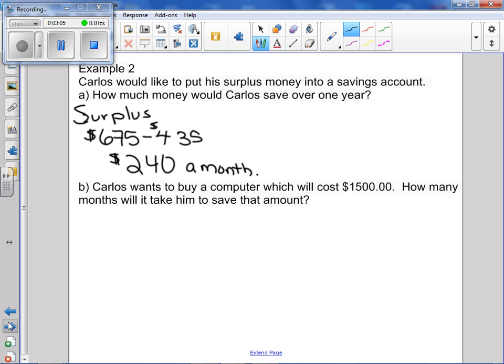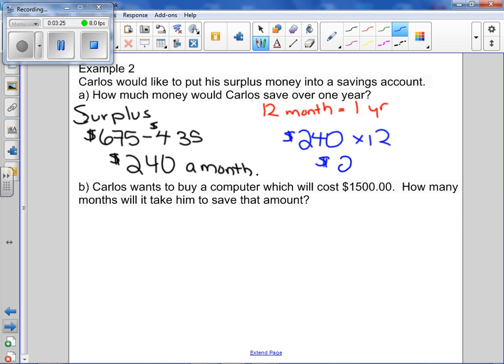We want to know how much is he going to save over the year. So I know that there are 12 months in a year. So what I would do is I would take the amount of money that he saves a month, which is 240, and multiply that by 12. So in 1 year, Carlos could save $2,880.